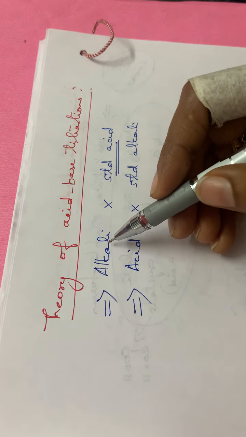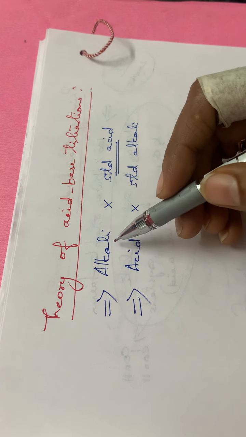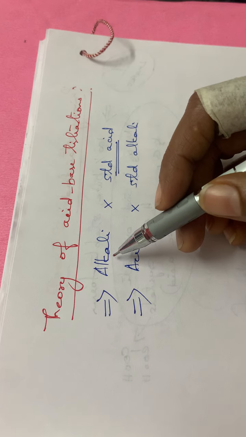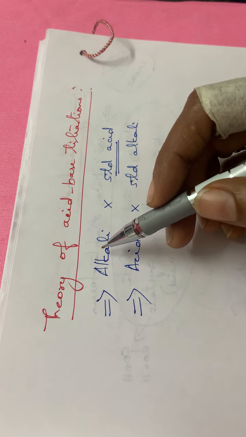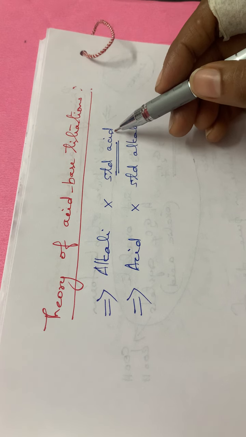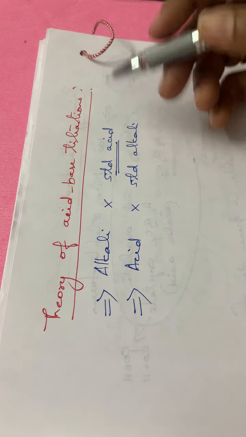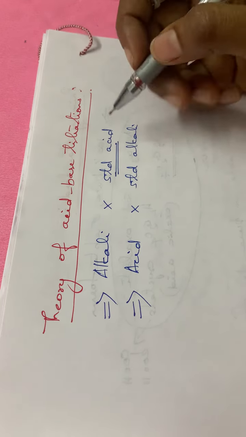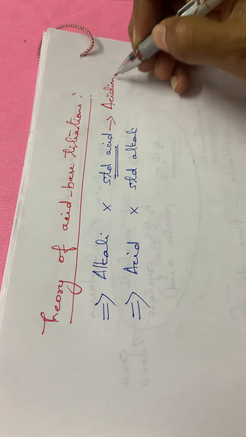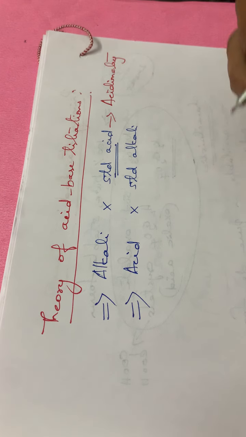Estimation of an alkali solution means the strength of the alkali is not known. It has an unknown concentration, so it is titrated against a known concentration of acid. That means it is a standard acid solution, and that type of titration we can call acidimetry.